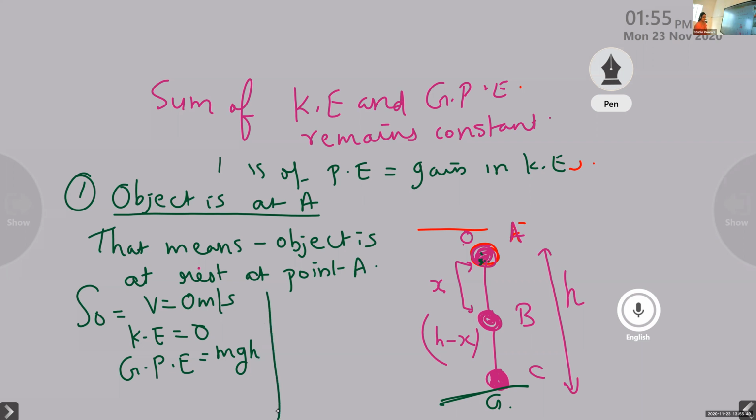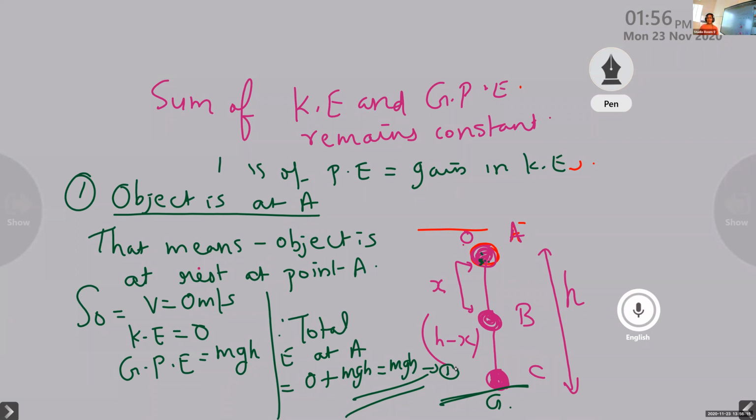So, total energy at A will be the sum of this. 0 plus mgh, you will get mgh. So let us call this 1. So we got the answer as mgh. Same answer you should get at B and at C.